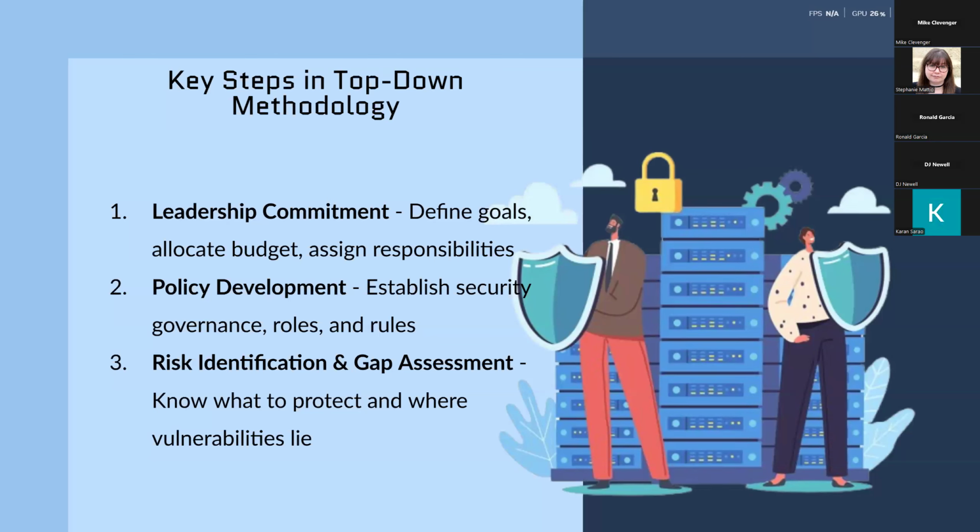These are the first three essential steps in a top-down methodology. First, leadership must commit. This includes setting cybersecurity goals, assigning responsibilities, and budgeting for resources. Without this foundation, the rest of the process lacks direction. Next, organizations need clear policies and governance to define who does what and how decisions are made. The third step is performing a risk and gap assessment. This means identifying your assets, threats, and where your current security posture is lacking.